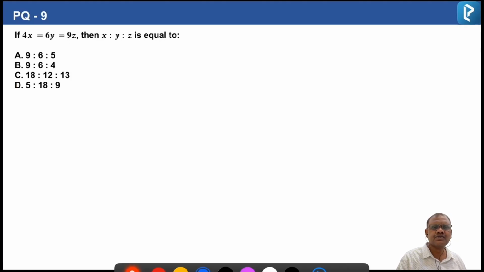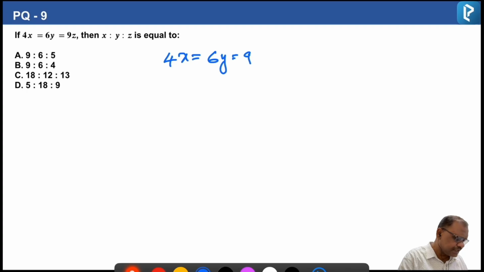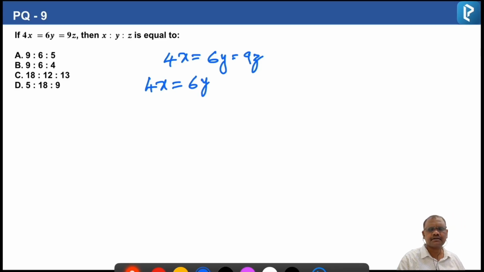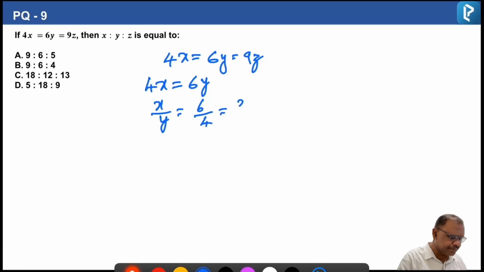4x is equal to 6y is equal to 9z. Then what is x is to y is to z? 4x is equal to 6y is equal to 9z. So if you consider the first two terms, 4x is equal to 6y. If you transpose variables to one side and constants to the other side, x by y is equal to 6 by 4, which is equal to 3 by 2. So that means x is to y is equal to 3 is to 2.